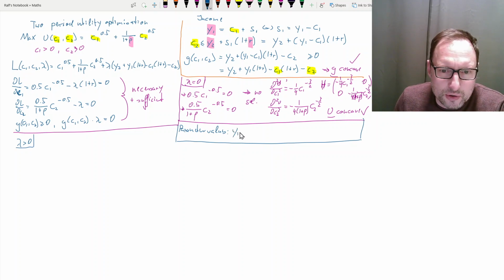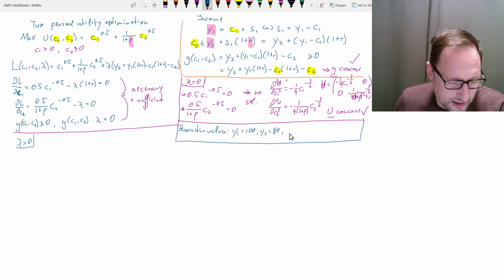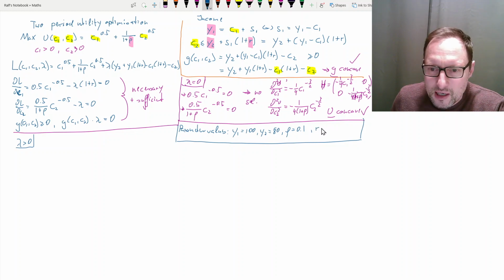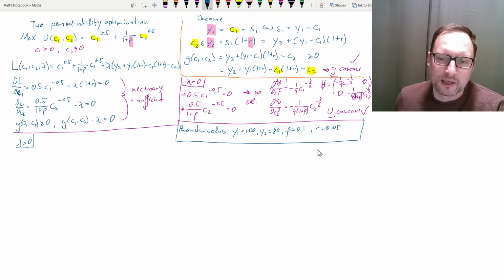Let's assume y1 is equal to 100, so your income in period 1 is 100. Your income in period 2 is 80. So perhaps you're thinking of reducing your work time, going to an 80% contract. Rho, the discount rate, which tells us how much we prefer consumption in period 1 relative to period 2, is 0.1. And r, the interest rate, is 0.05, so a 5% interest rate.